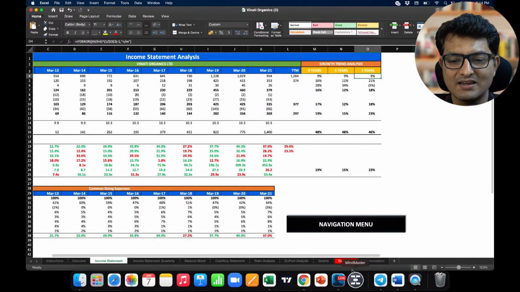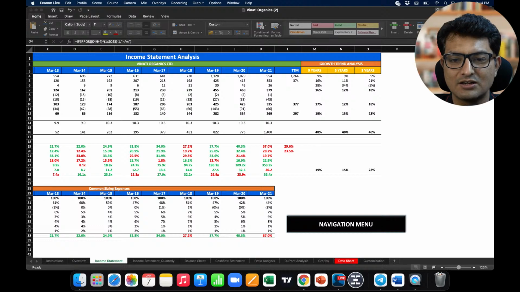Now tell me why it is very important to look at such a long growth trend. Why not 1 year? Why not 2 years? Can somebody tell me in the comment box why it is important that we go deeper and understand much better, in terms of history, what the company has done?